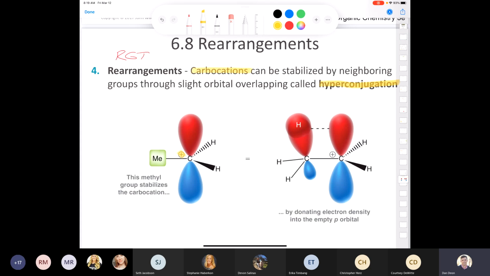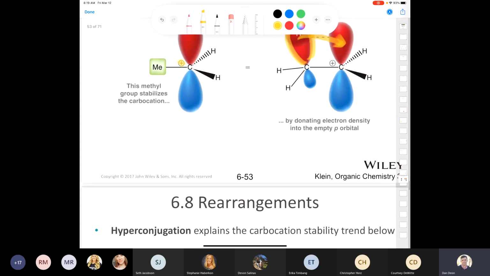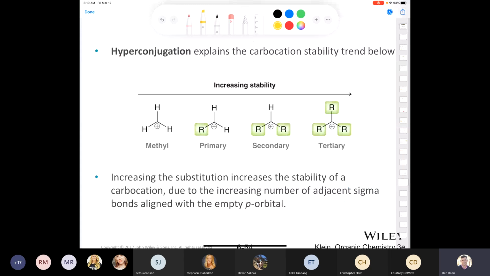Now I'm not going to ask you a whole lot of questions like, draw this for me and show me how some of the orbital electron density is going to flow into the empty p orbital and stabilize it. I'm not really going to ask you about that. What I want you to know is what's on here. If we go from a methyl carbocation to a primary where we only have one R group, to a secondary where we have two R groups, and to a tertiary where we have three, the more R groups that we have, the more stable the carbocation becomes. It says increasing the substitution increases the stability of a carbocation due to the increasing number of adjacent sigma bonds. And the sigma bonds donate electron density to the empty p orbital via the process of hyperconjugation.